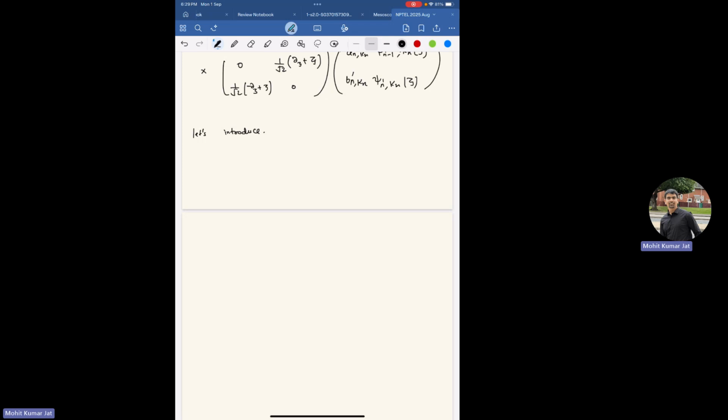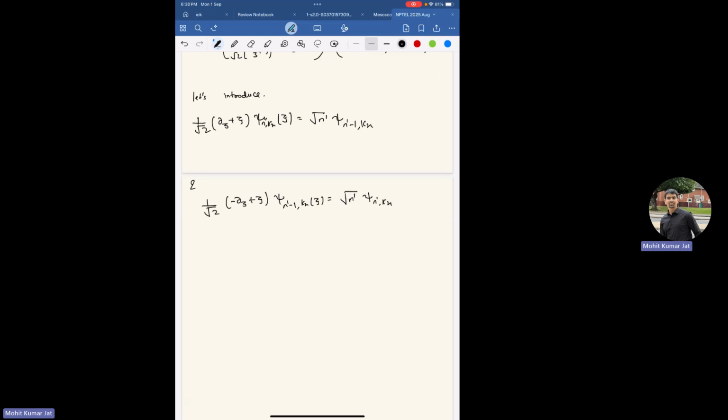Right. Now one can introduce, instead of 1 by root 2, 1 by root 2 del psi plus psi operating on psi n prime kx psi is equal to under root n prime psi n prime minus 1 kx, and similarly 1 by root 2 minus del psi plus psi operating on psi n prime minus 1 kx psi is equal to under root n prime psi n prime kx.